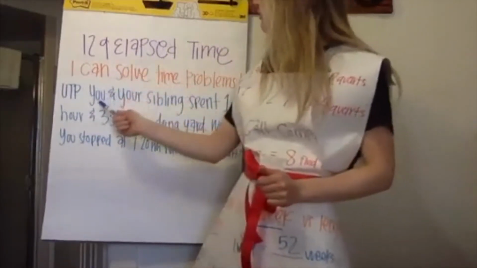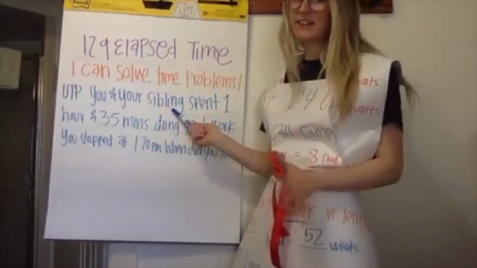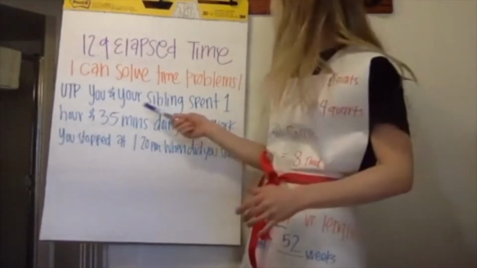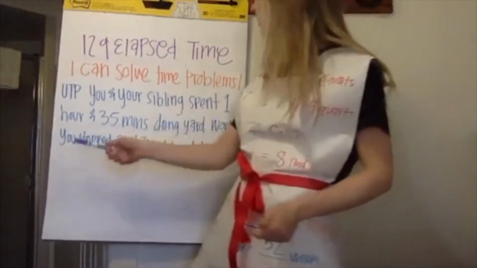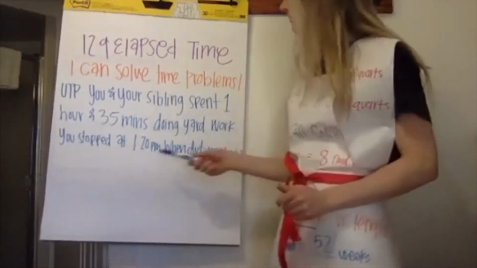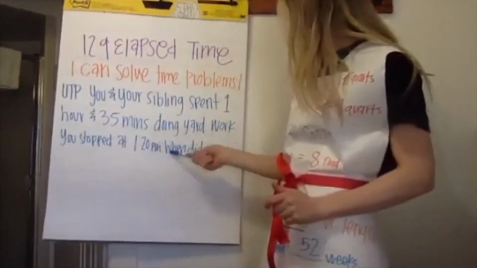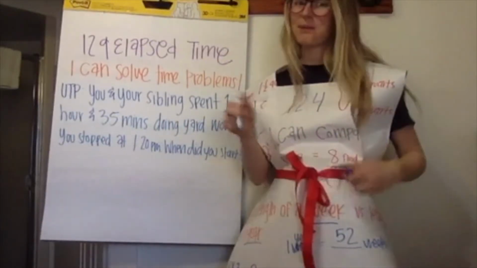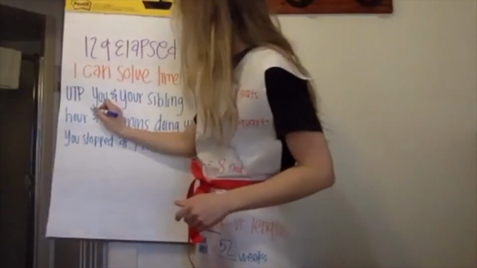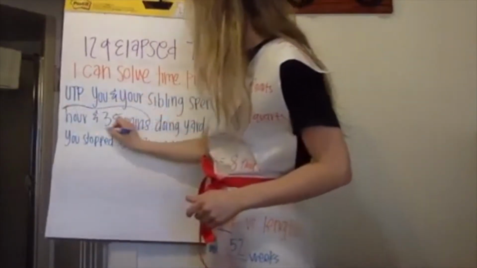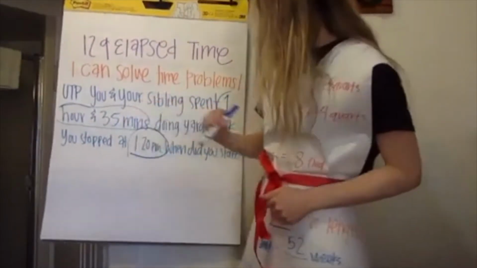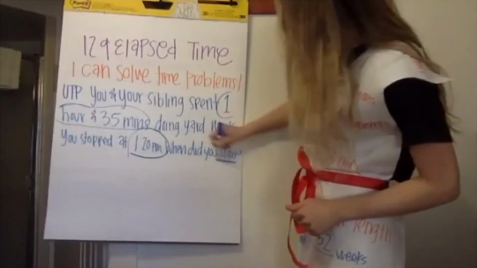You and your sibling, unless you don't have one, maybe Lauren, your dog, or your parents, whoever. You and your sibling spent 1 hour and 35 minutes doing yard work. Ooh, that's a long time doing yard work. You stop at 1:20 p.m. When did you start? So let's start by circling what's important. We spent 1 hour and 35 minutes doing yard work, and you stop at 1:20 p.m. So we want to figure out when we started.